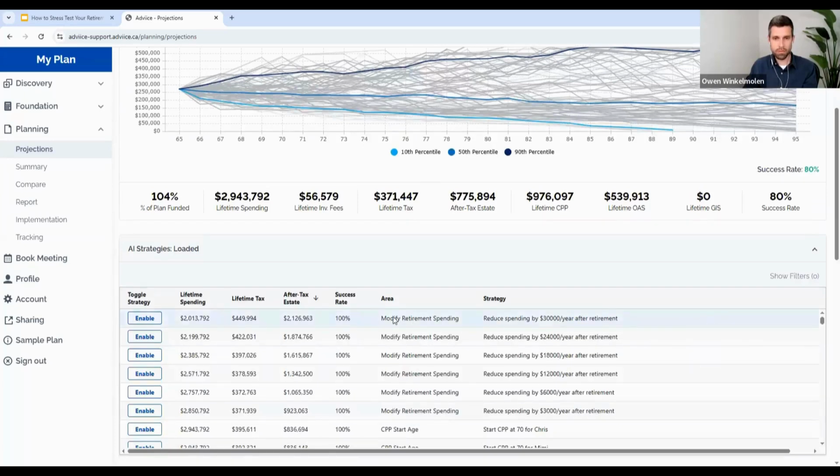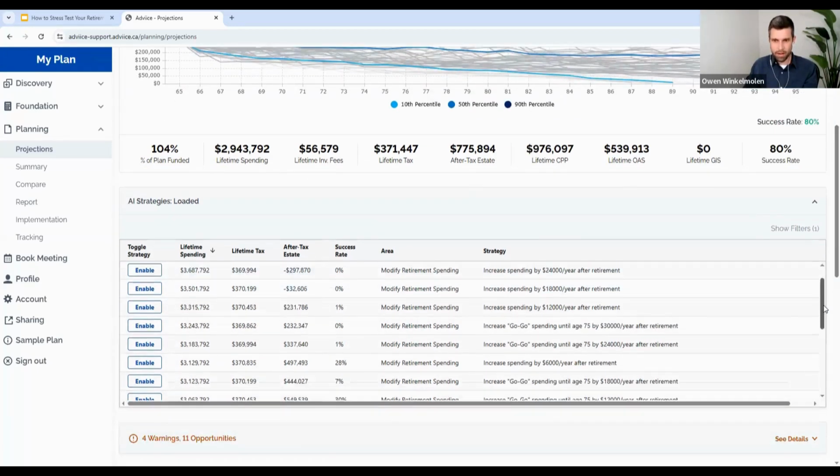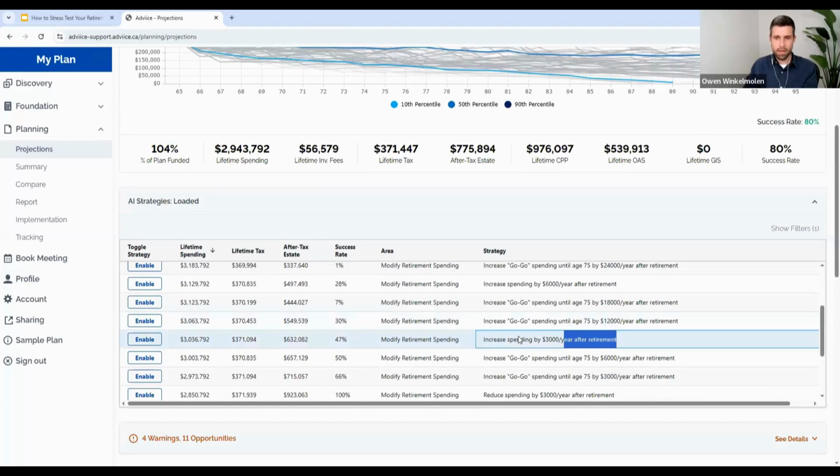So if we go down here to the retirement spending, let's just filter on spending strategies. The AI strategies are already highlighting this for us because if we increase retirement spending by just $3,000 per year, our 80% success rate drops down to 47%. And again, the reason is there's really not a lot of financial assets in this particular plan to help absorb that higher spending. So even though the number looks good, the 80% success rate, by using the AI strategies, we can quickly see that even a small change in spending quickly makes this plan unsuccessful.